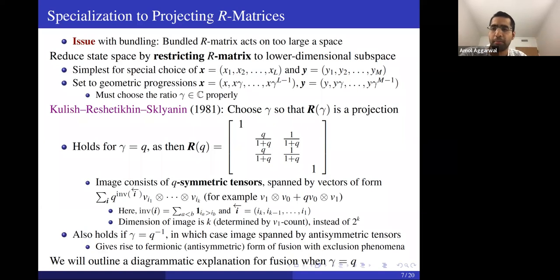I won't make a big deal out of it. The only reason I mentioned it is that gamma equals 1 over q is indeed another point for which the R matrix is a projection, and you can also apply the fusion procedure there, although I won't do that in this talk. So as I said, I want to outline a description of what fusion is in the case when gamma is q, and that will hopefully give you an idea of how to implement this if you so desire.